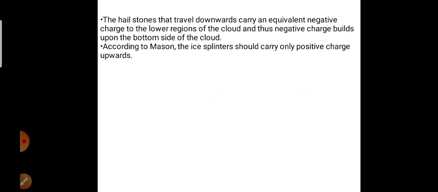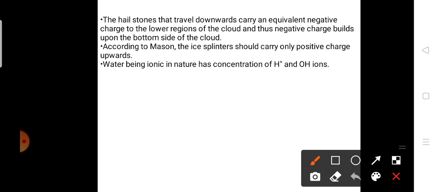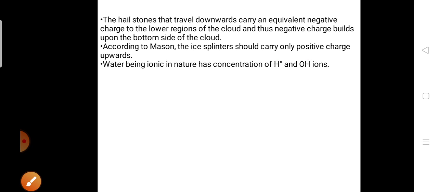Now according to Mason, the ice splinters should carry only positive charge, that too in the upward direction, because water being ionic in nature has a concentration of H plus and OH minus ions.